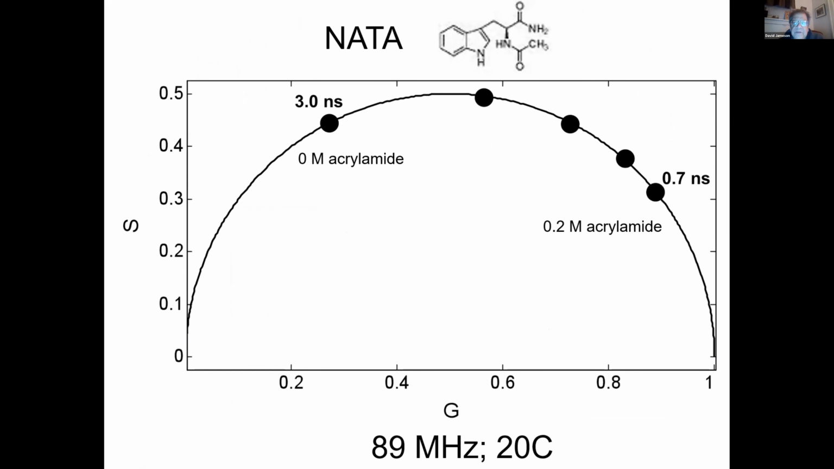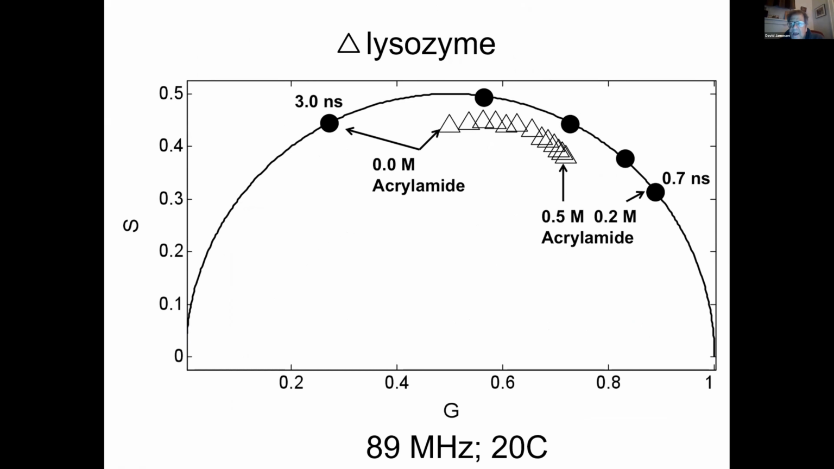Here we see, as a function of quenching, it just moves along the universal circle as you quench it, getting shorter lifetimes. And if you have lysozyme, which has 6 tryptophans, most of the fluorescence is from 2 of them, you're inside the universal circle, but again, you get 1 point, and it moves when you quench it. Doesn't matter how many tryptophans.